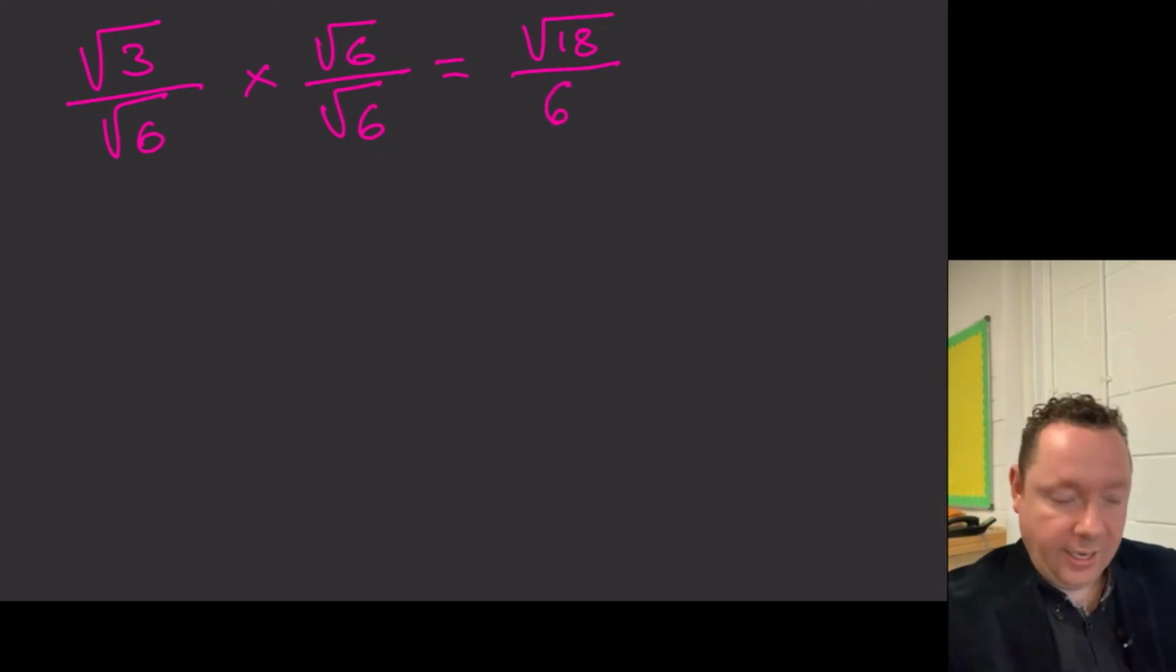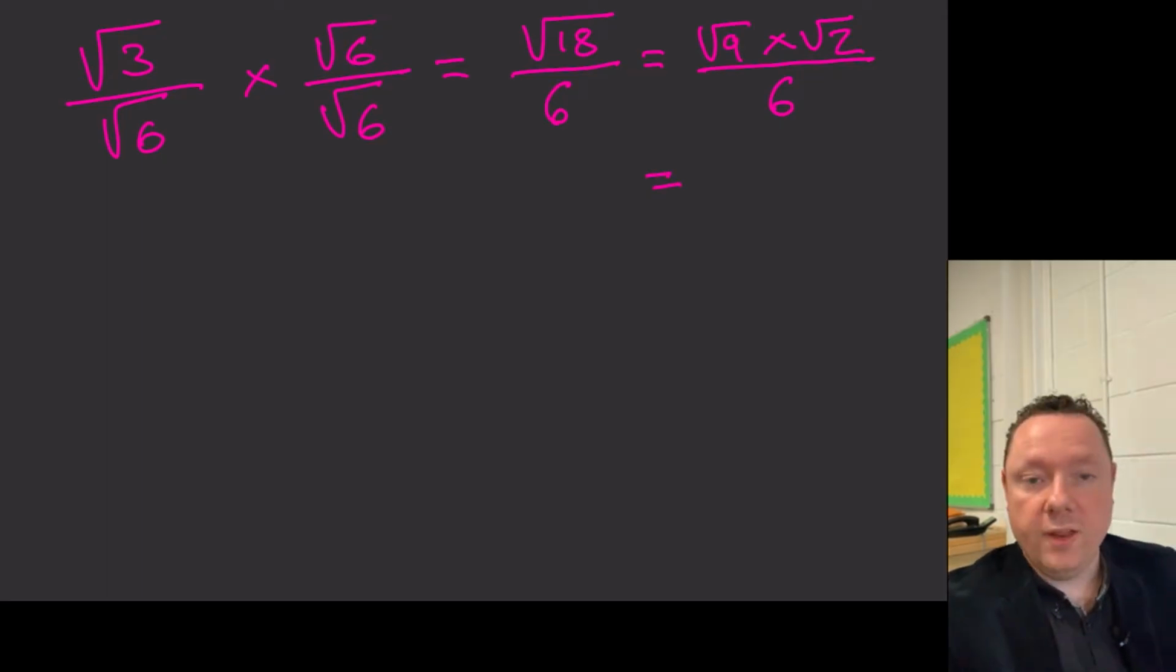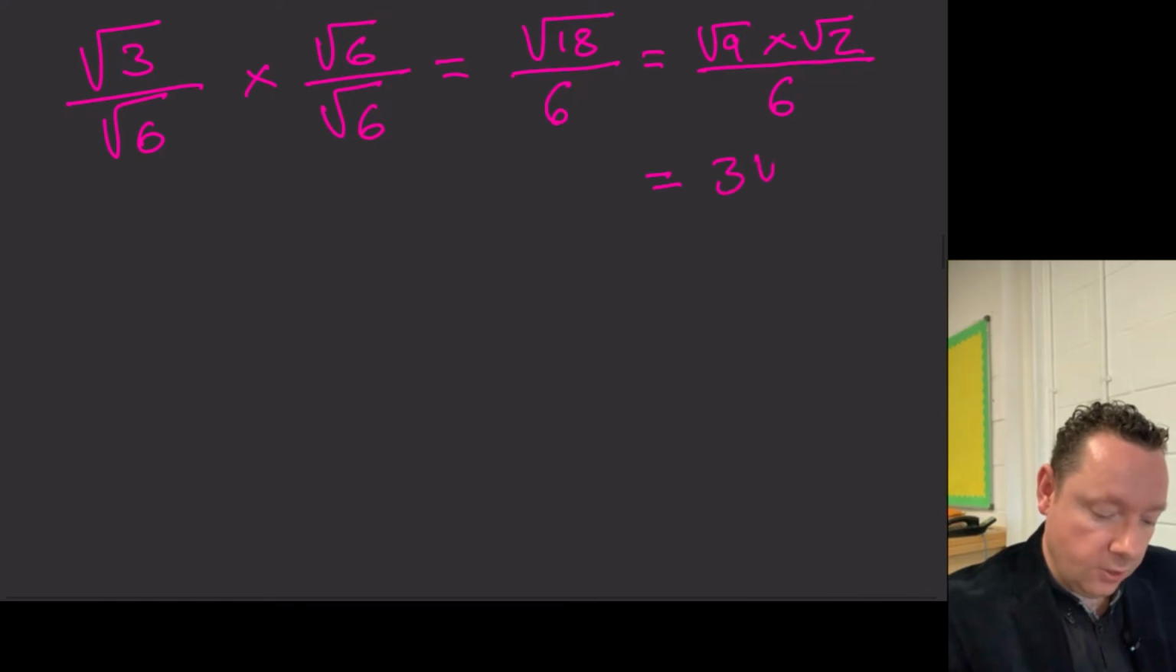But now I've got root 18. Well, I wonder if I can simplify that. 2 square roots, and that's still over 6. And that's 9 times 2 makes 18. Square root of 9 is 3. So I get 3 root 2 over 6.